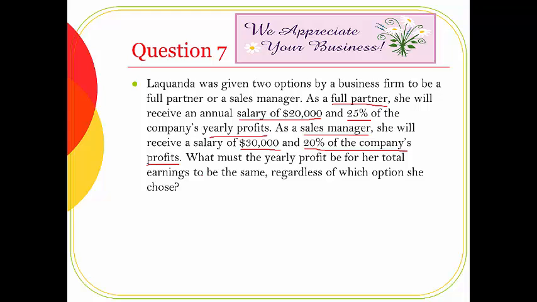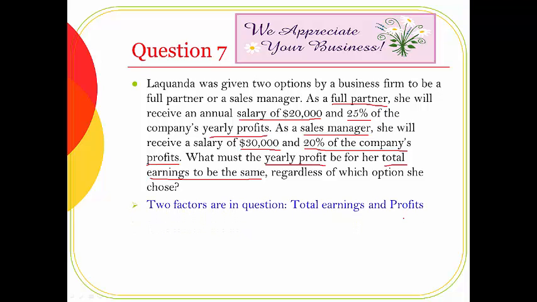Then, what must the yearly profit be for her total earnings to be the same, regardless of which option she chose? Now, what is going to be the same? Total earnings will be the same. And then, what are they asking us? Yearly profit. So, what are the key variables here? Not the key words now, but the key variables. We have total earnings and we have yearly profit. Those are the key variables. Total earnings and yearly profits.